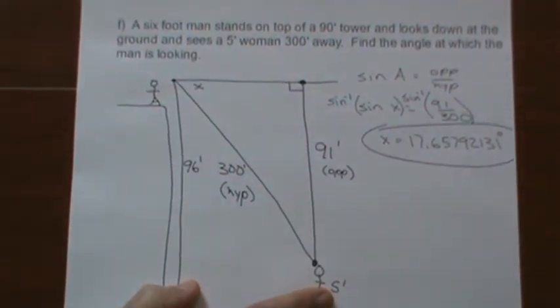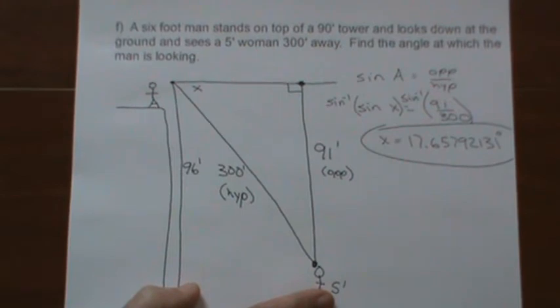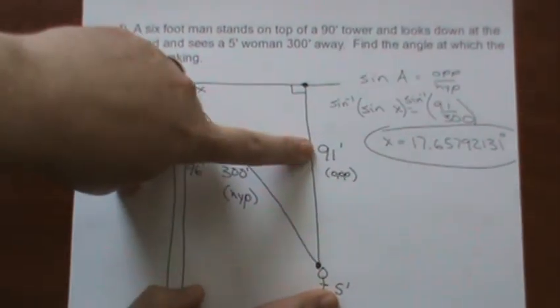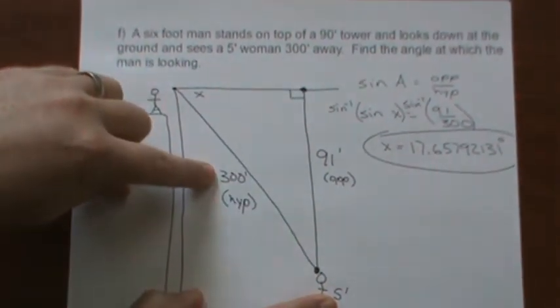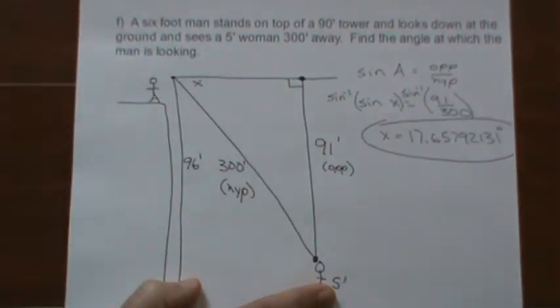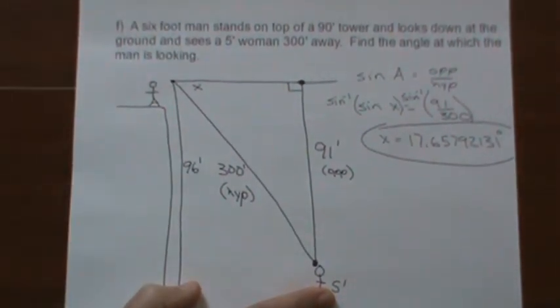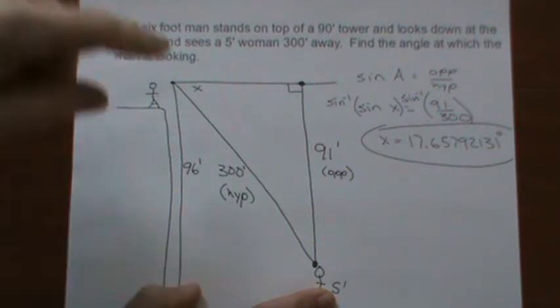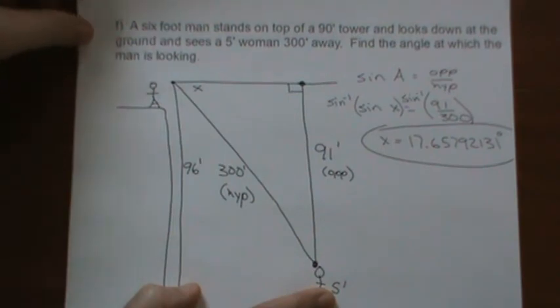When we have opposite and hypotenuse, we should choose to use sine. Sine of an angle equals opposite over hypotenuse. So sine of x equals the opposite 91 over the hypotenuse 300. To solve, I take the inverse sine of both sides. And the directions didn't tell me to round, so I'm not allowed to round. I'm going to just copy exactly what's on my calculator. So x equals 17.657923131 degrees, because an angle measure is always measured in degrees.